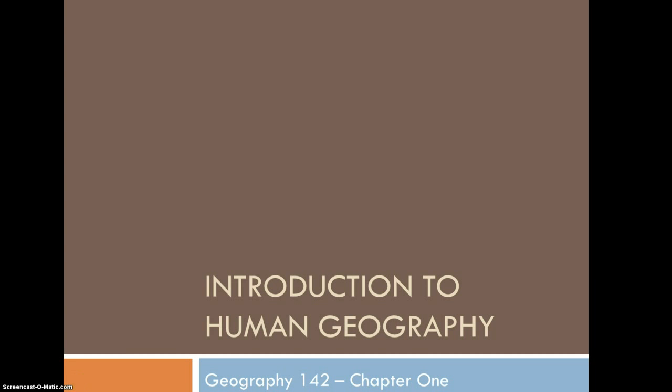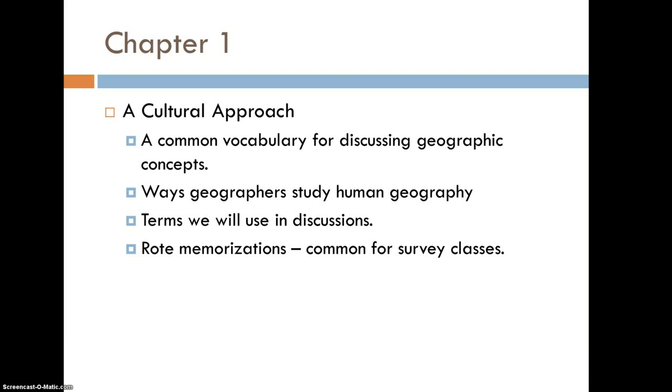Chapter one of the book goes through an introduction to the field of human geography. One of the things you'll notice in this class is there is a huge amount of vocabulary, and really what you're learning is the vocabulary, terms, and concepts that are used in the discipline of geography. We're also looking at the ways geographers study human geography, or the spatial arrangement of human activity and behavior.